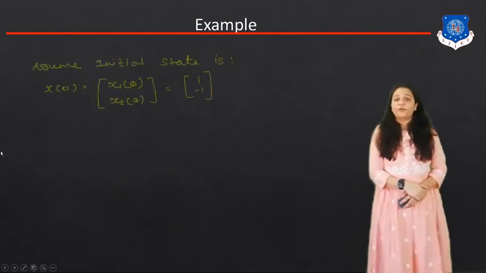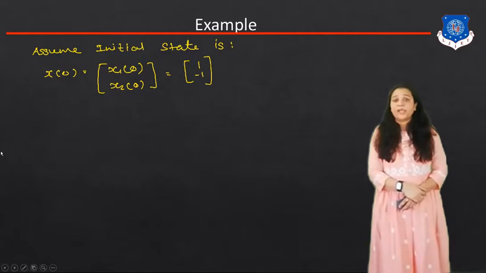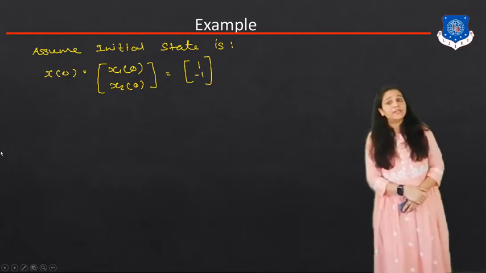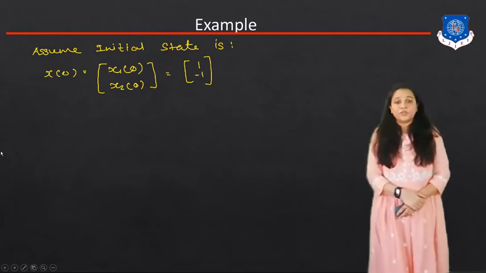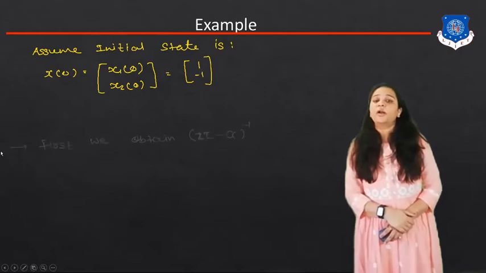First of all, we assume the initial state. The initial state is also given in the example: x of 0 equals x1 of 0, x2 of 0, that is equal to 1, minus 1.